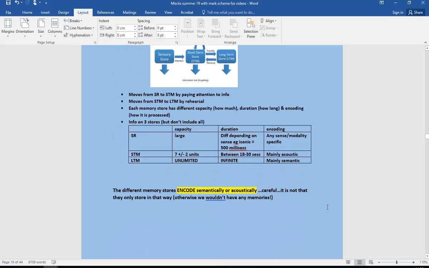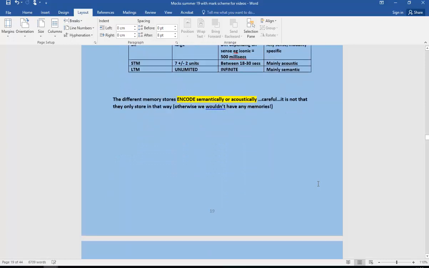With my students in the mock exam, some of you said that different memory stores encode either semantically or acoustically. Be careful with that. They don't just encode semantically or acoustically. Short term is mainly acoustic encoding, long term is mainly semantic, but there are other ways of encoding, otherwise we wouldn't have any memories. So just be careful with that.